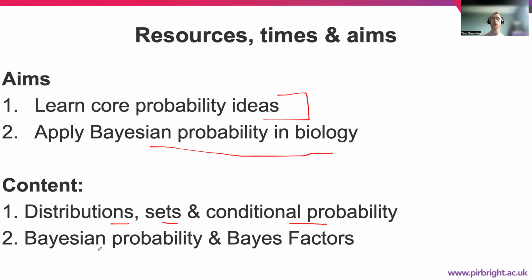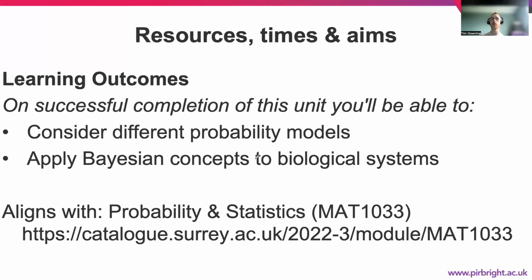The second half of the course will focus on Bayesian probability and concepts like priors, factors, and how to develop models that you can apply to biological problems. That means by the end of this course, you'll be able to define different models of probability, such as the binomial model, and then apply Bayesian approaches to biological systems.